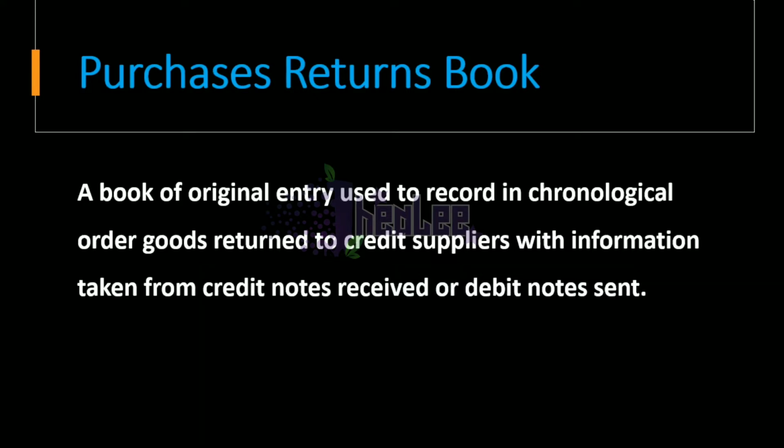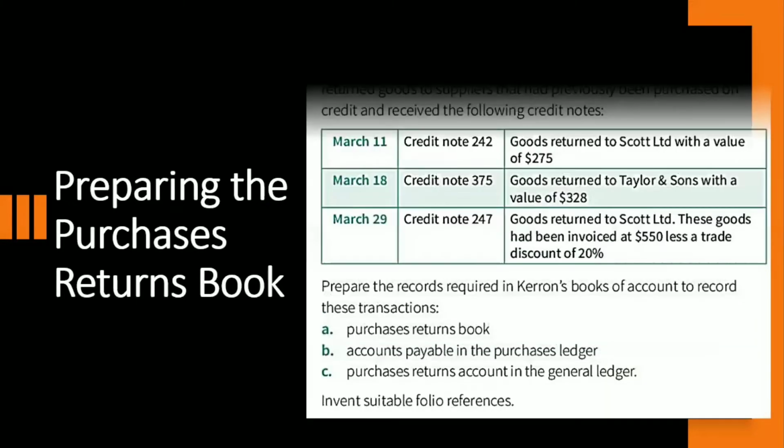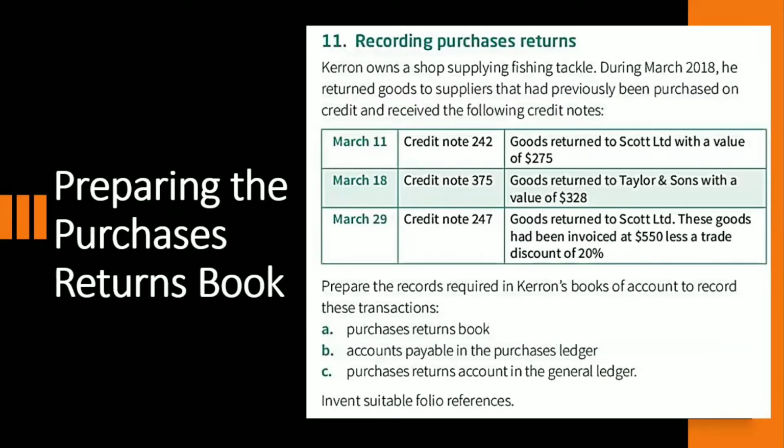What we're going to do now is to look at preparing the purchases returns book. Now, this question is taken from the Oxford Principles of Accounts text, and that is the second edition. Remember, before you start working a question, you have to read it. So ensure that you read your question. And the question reads, Karen owns a shop selling fishing tackle. During March 2018, he returned goods to suppliers that had previously been purchased on credit and received the following credit notes. So notice, Karen received credit notes.